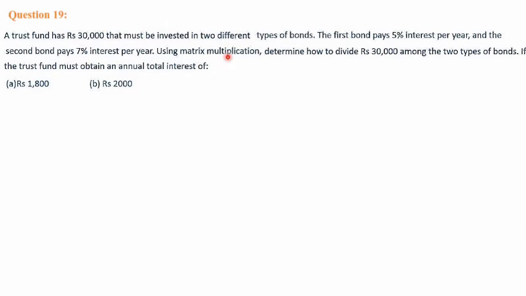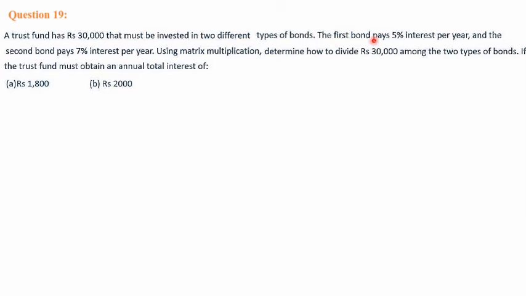Here this is an application level question of matrix, and matrix multiplication we are using here. So this is a daily life question, and this is the way we are going to use matrices in daily life. A trust fund has rupees 30,000. So total 30,000 is there with them. They are planning to invest in two different types of bonds. So two types of bonds are there. They are planning to invest rupees 30,000 into these two types of bonds.